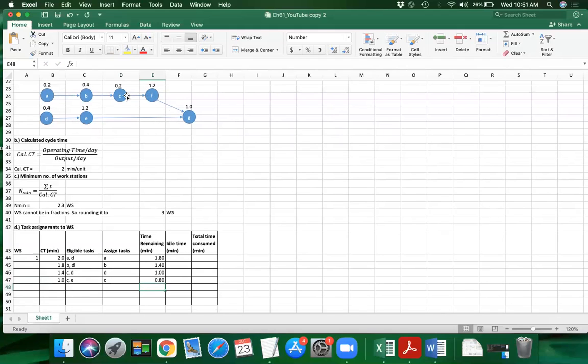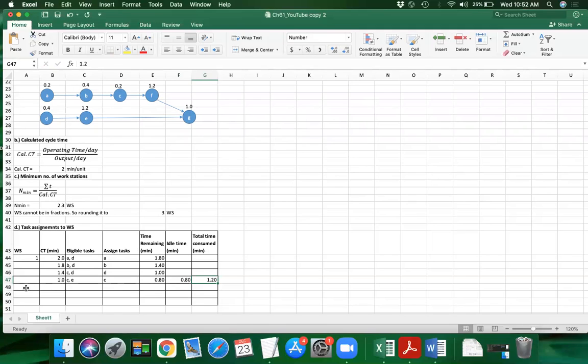So the next eligible activities are E and F, and they both need 1.2 minutes. We don't have enough time left here. That means we cannot assign any more tasks to this workstation, and the idle time for this workstation is 0.8 minutes. That's how much is remaining. And how much total time is being consumed by this workstation? If you subtract 0.8 from 2, you get 1.2 minutes. So this is the total time consumed by workstation number 1, and the idle time is 0.8 minutes. That's my task assignment to workstation number 1.